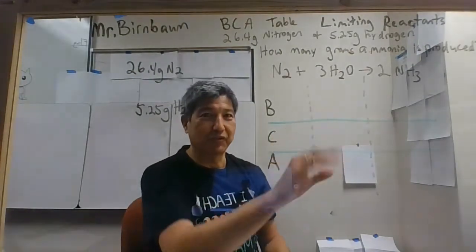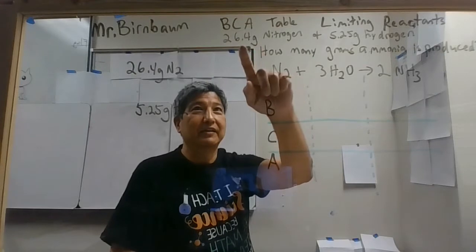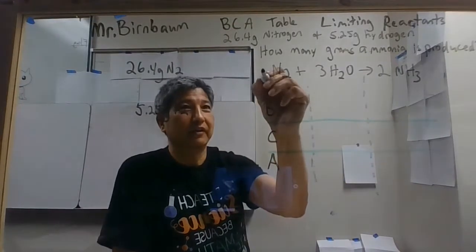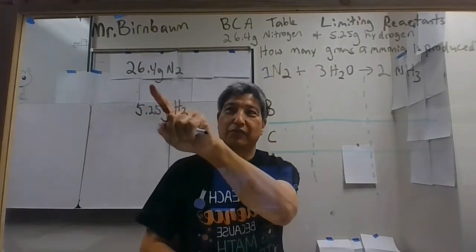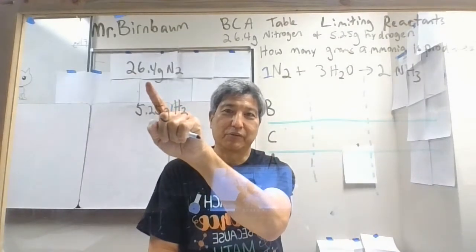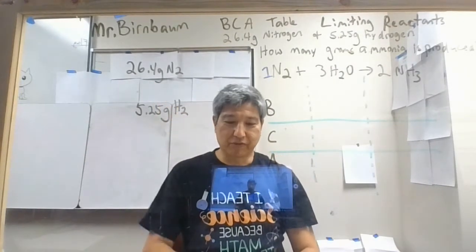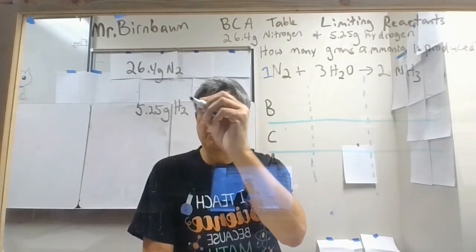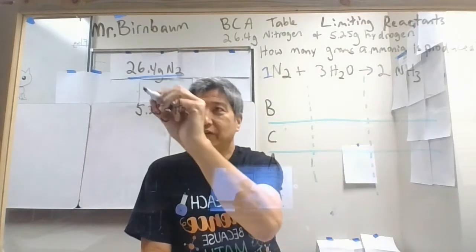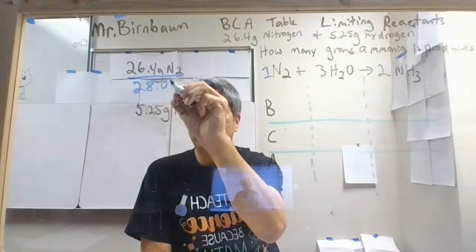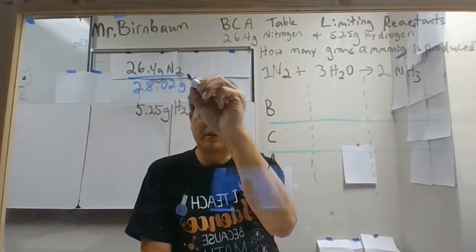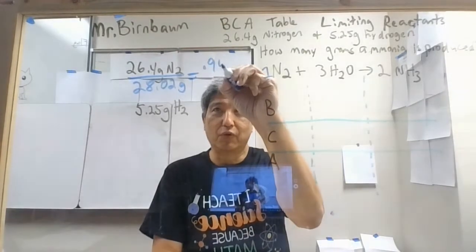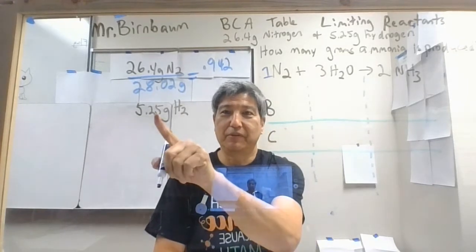So this is just for putting in the number of moles. Now we've got grams here, so we're going to have to convert those grams into moles to put into here. So let's do that. For our nitrogen, our N2, we've got 26.4 grams. To convert that to moles, we're going to have to use a periodic table. So nitrogen is 14, but since we have an N2, we're going to divide this by 28.02 grams. And that's going to equal 0.942.